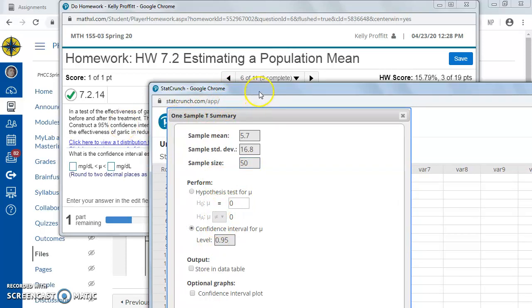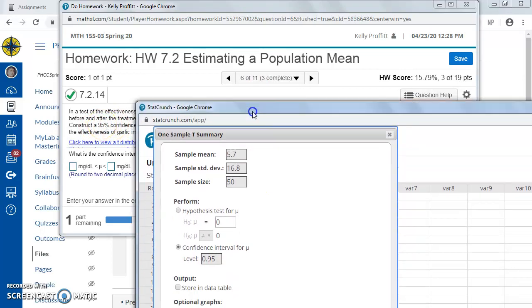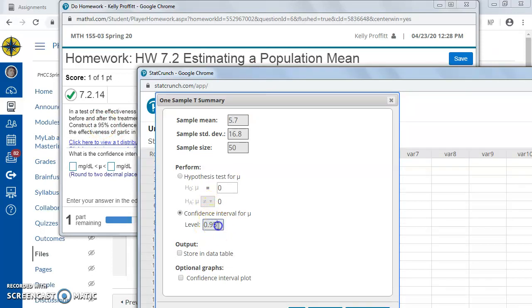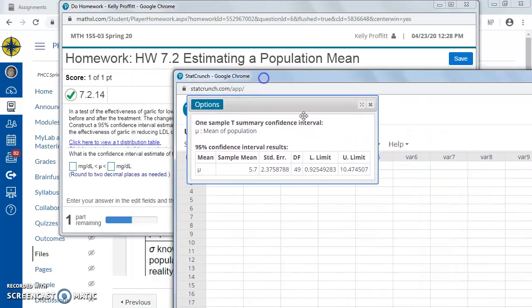Now, we want a 95% confidence level. That's already here. And we'll click compute. Okay. And we shall look at our lower limit. They want 2 decimal places, so that would be 0.93. And the upper limit would be 10.5.